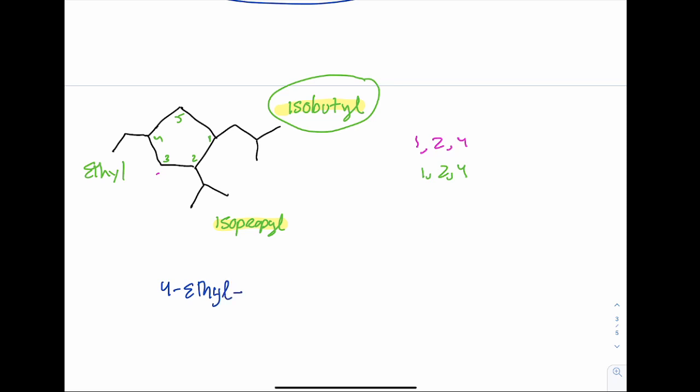And then I have 1 isobutyl, 2 isopropyl. Again, make sure you have dashes between all of your numbers and letters. And then run all of your letters together, so no space between isopropyl and cyclopentane. Right, I have 5 carbons in a ring, so cyclopent. They all have single bonds, so it's an alkane, so it ends in ane. So 4-ethyl, 1 isobutyl, 2 isopropyl cyclopentane. That's a mouthful.